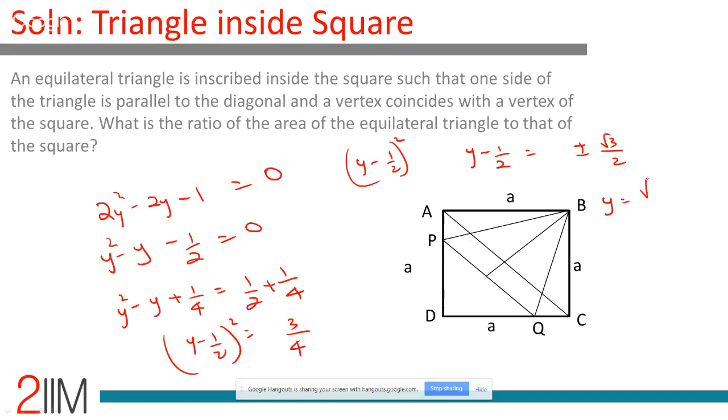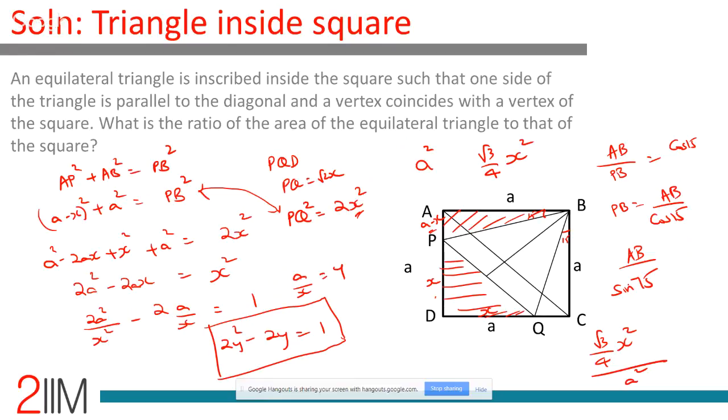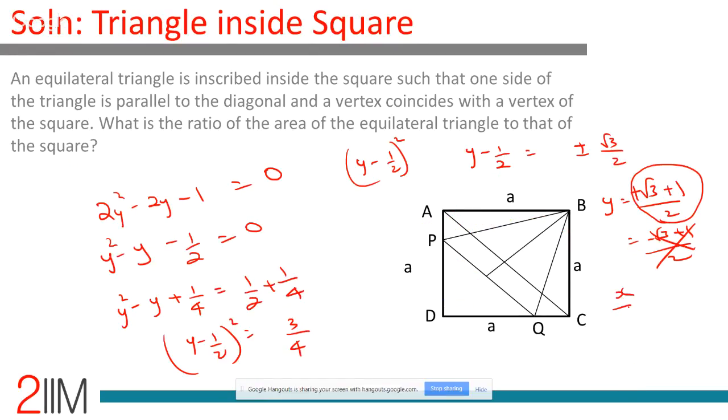Or y is (root 3 plus 1)/2, or (minus root 3 plus 1)/2. This is not possible. This is what we're looking for. We had assumed y to be a by x, or x by a is 2 by (root 3 plus 1). We know x by a, so you can easily find out x² by a². And there you can find out root 3 by 4 x² by a², which is the ratio of the area of the equilateral triangle to that of the square.